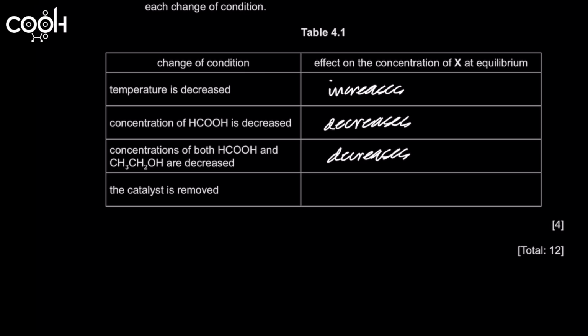You learn more on this in A levels. The catalyst is removed, but this is in your course. The catalyst is removed. The catalyst has no effect on equilibrium. So therefore, the concentration of X should have no effect. So it has no effect. Why? Because catalyst does not affect the position of equilibrium.